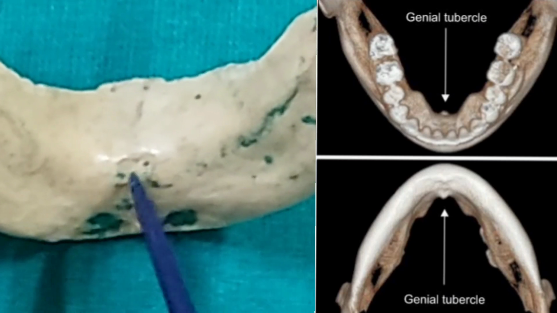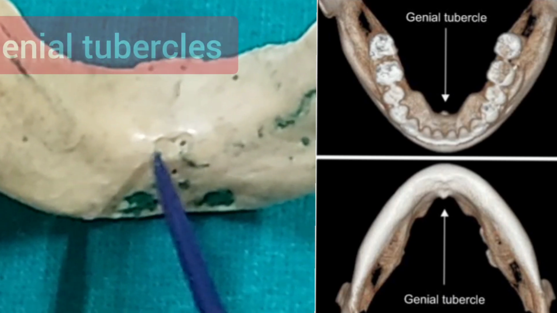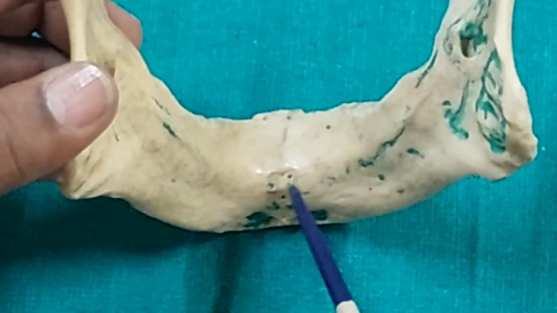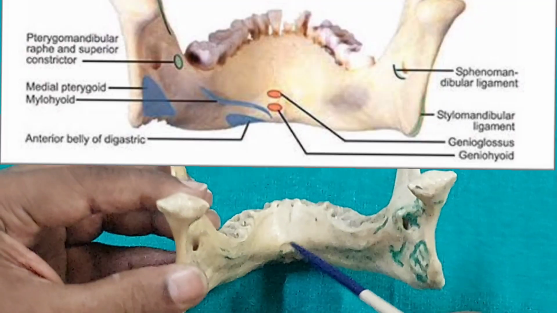And if you go more medially, here you will see there are 4 small tubercles, 2 upper and 2 lower. All these 4 tubercles are called genial tubercles: upper two genial tubercles, lower two genial tubercles. At the upper two genial tubercles, you will get the attachment of one muscle, that is genioglossus.